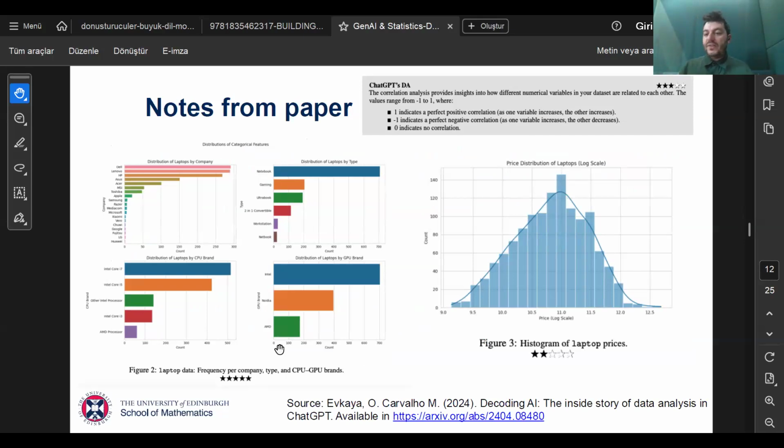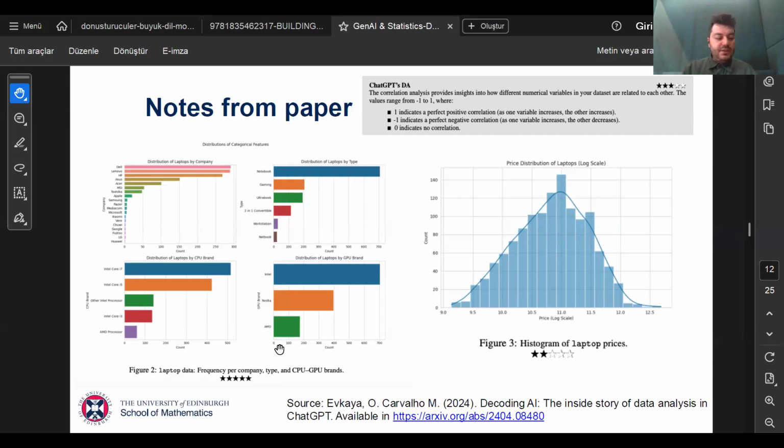But of course, this is just one prompt, one query sent, rather than investigating in depth. But on the other side, if you look at the multiple bar plots for the categorical variables belonging to the data, it was very good at creating some distribution of the prices across different categorical variables.